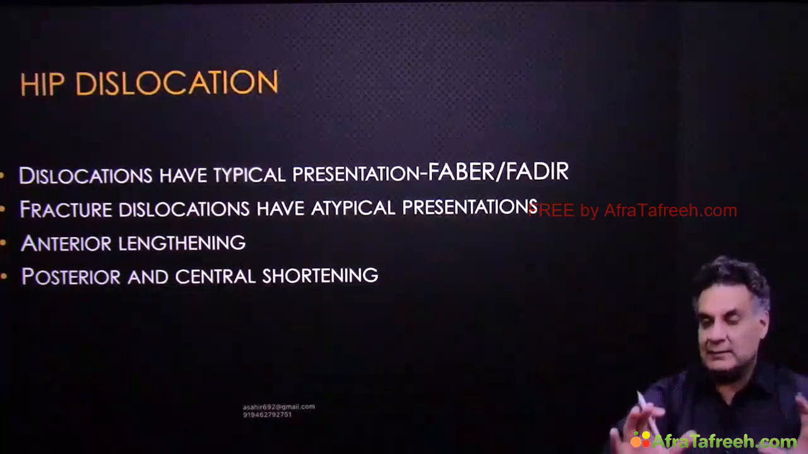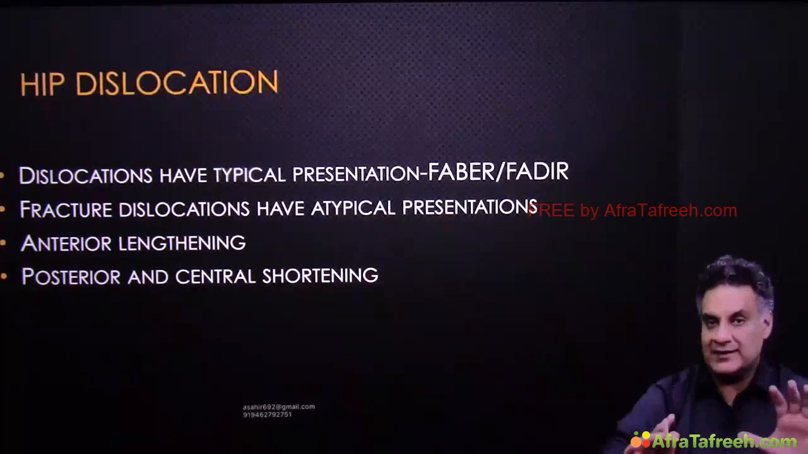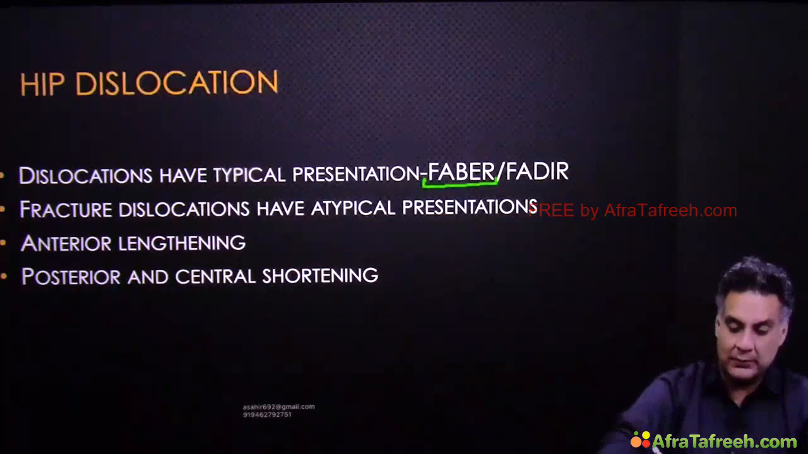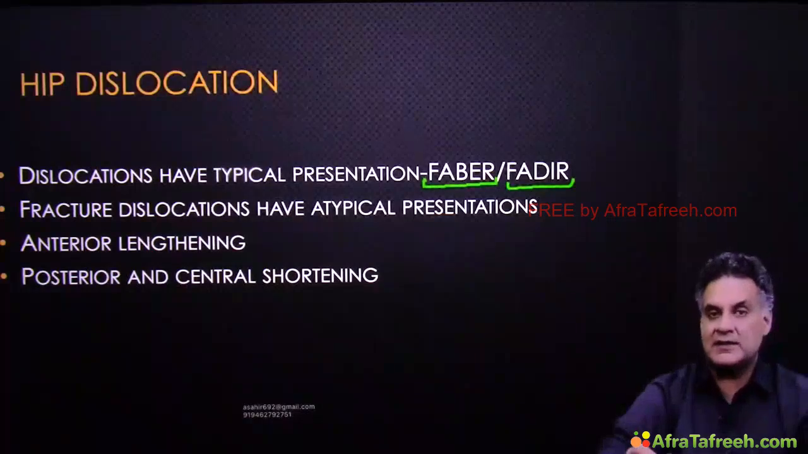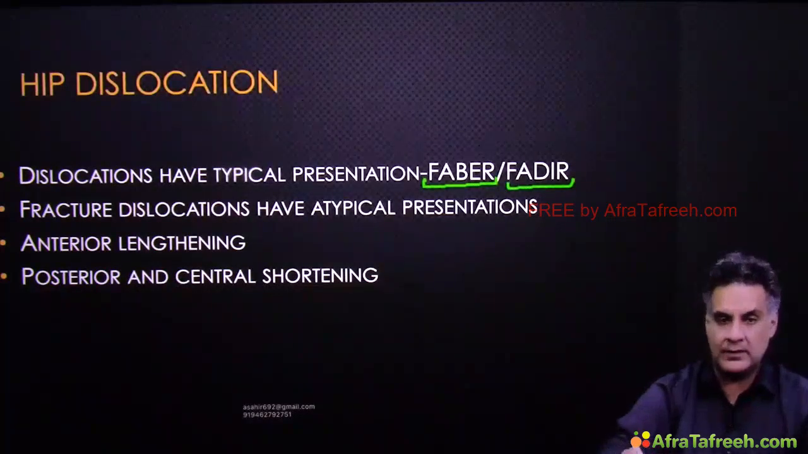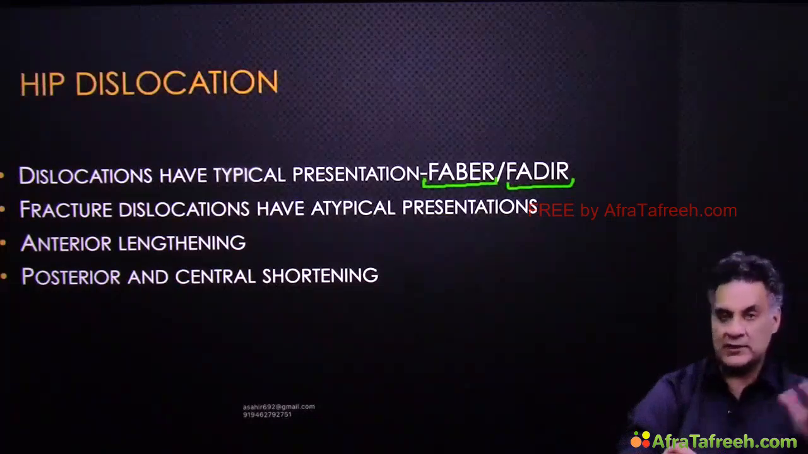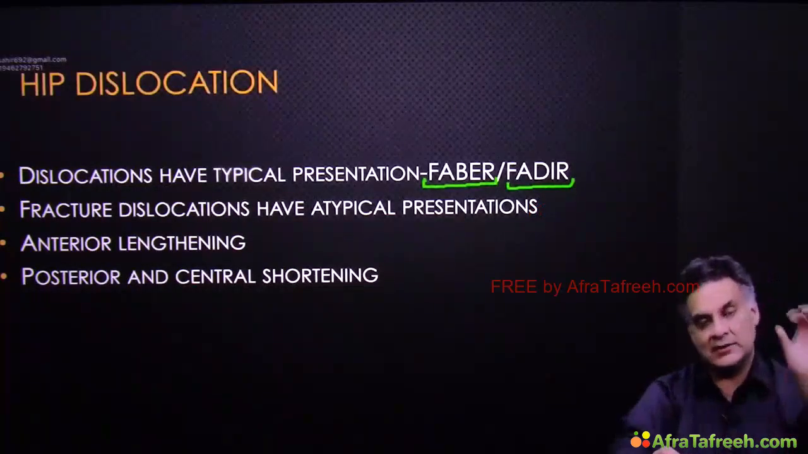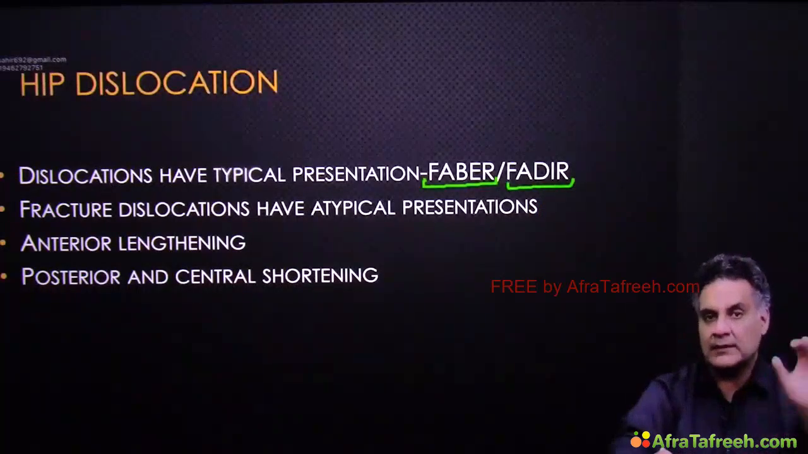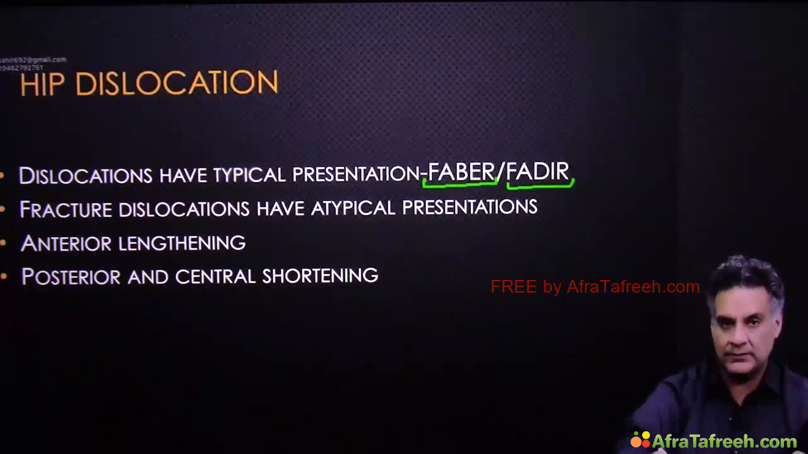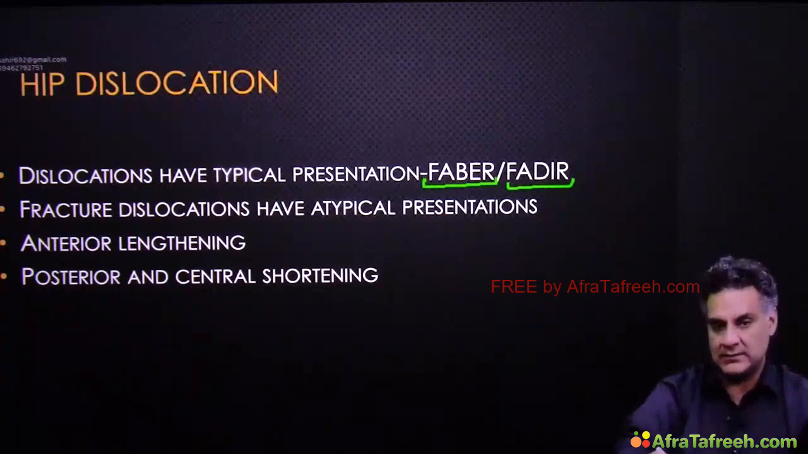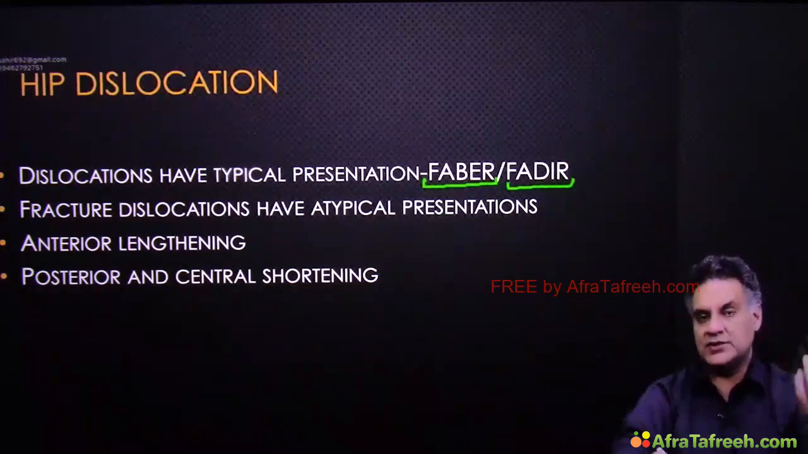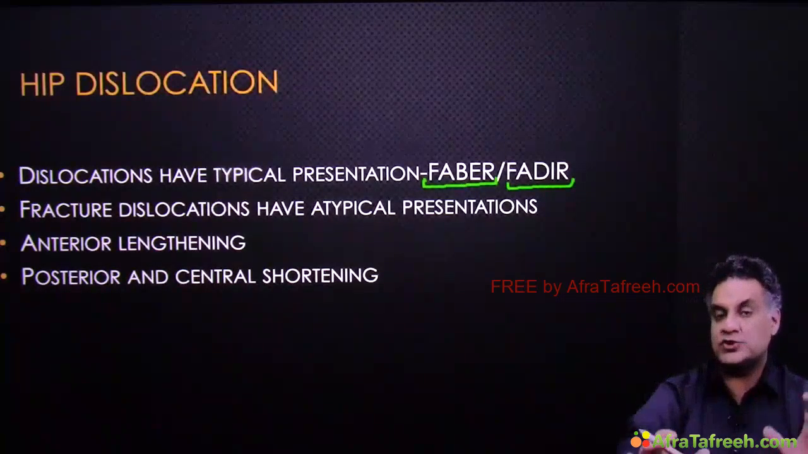Now, the classical presentation of a hip dislocation when it's anterior will be flexion, abduction, external rotation of the lower limb. For a posterior dislocation, which is more common, flexion, adduction, internal rotation of the lower limb. Remember, when it's a pure dislocation without a fracture, FABER and FADDIR will be seen. But if there's a fracture, either of the femoral head or the acetabulum or both, then the classical pattern will not be seen. That's called atypical presentation. Anterior dislocations will have lengthening. Posterior dislocation or any other dislocation will have shortening.